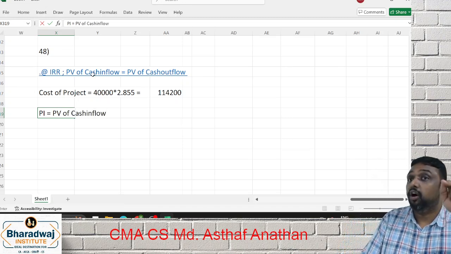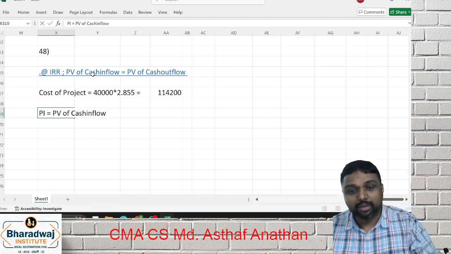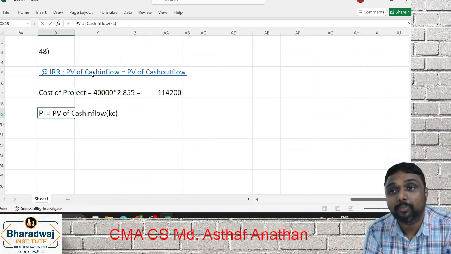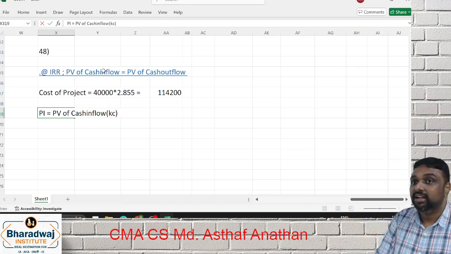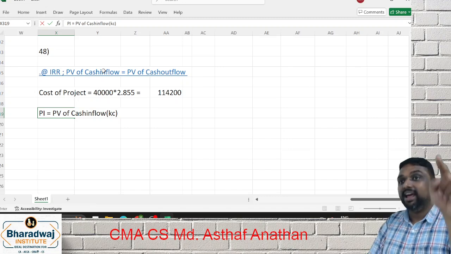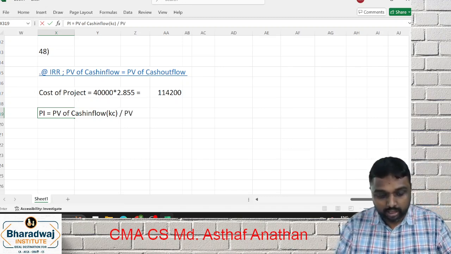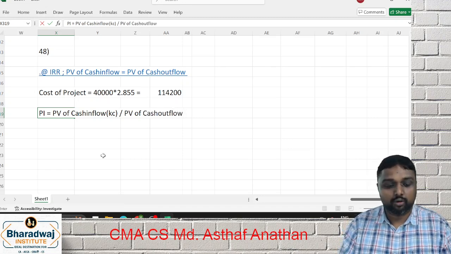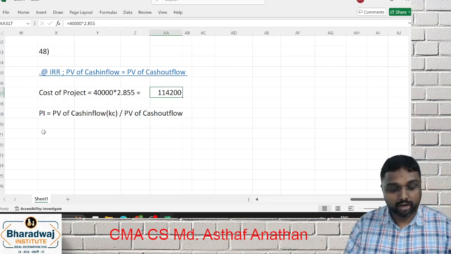See, for PI or NPV, with the IRR rate, everything you have to use what? Cost of capital, that you don't know. Here, this inflow is different. This inflow is with the IRR rate. Here only you take your cost of capital. But you know one thing, present value of cash outflow is only your cost of the project. That we know already, 1,14,200.